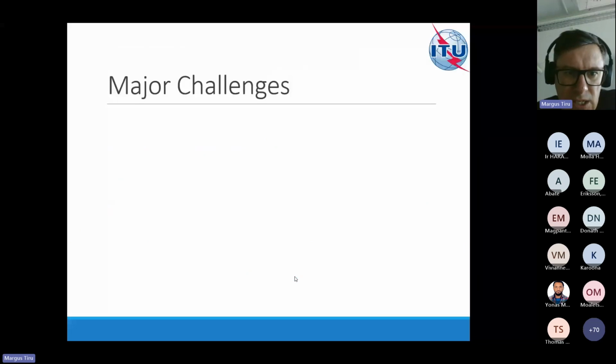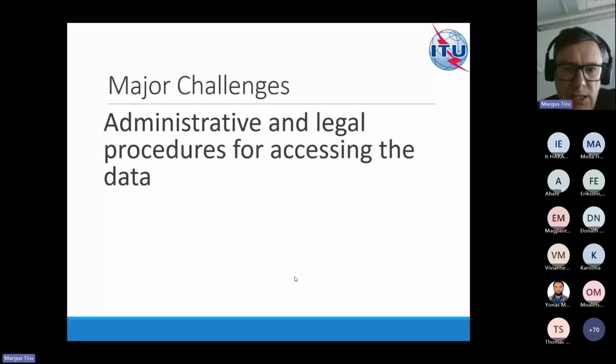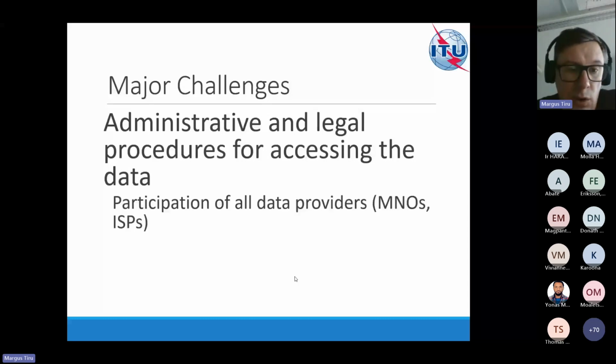Regarding the major challenges, mentioning again administrative and legal procedures for accessing the data, that's I think the single most challenging aspect of the project. We did not get all the data providers in all of the countries, so this was also one of the objectives of the project, to get as many data providers, as many mobile network operators and internet service providers, in case of Sweden involved, but it did not work out the way it is. So this is the reality.